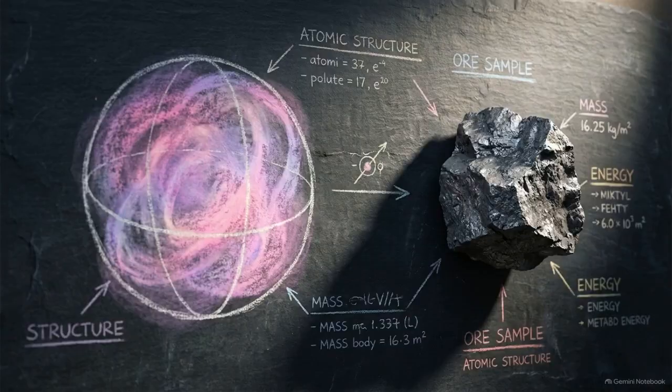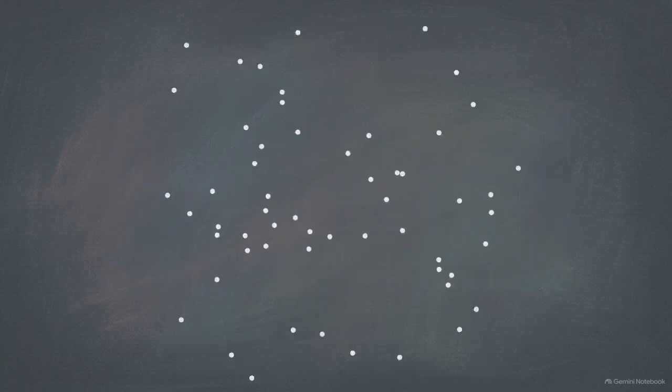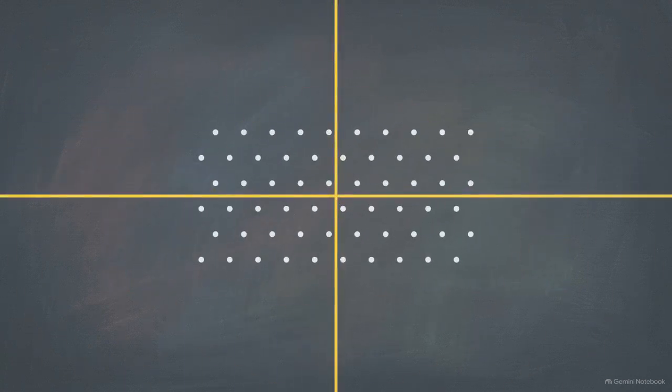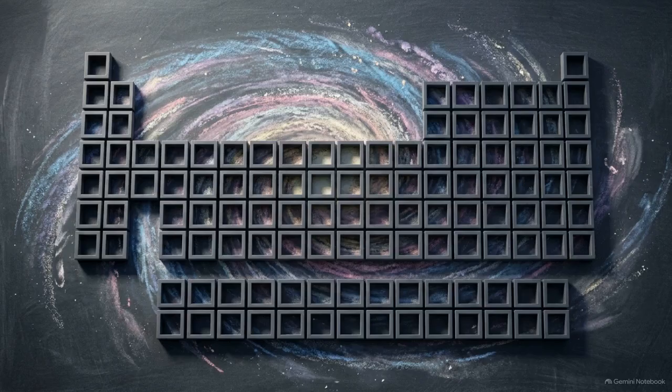From reactive gases like hydrogen to dense solids like uranium, every physical property is a result of an element's position on this map. Periods and groups dictate how atoms assemble into the physical world. The periodic table remains the foundational blueprint for all physical matter in our universe.